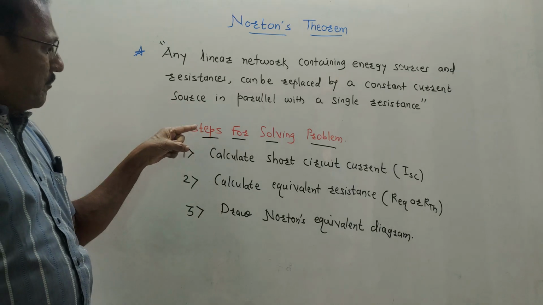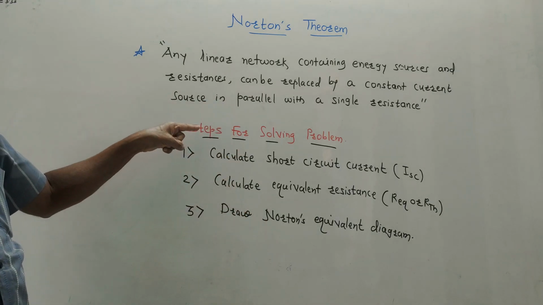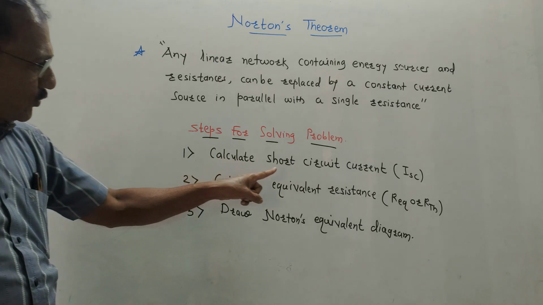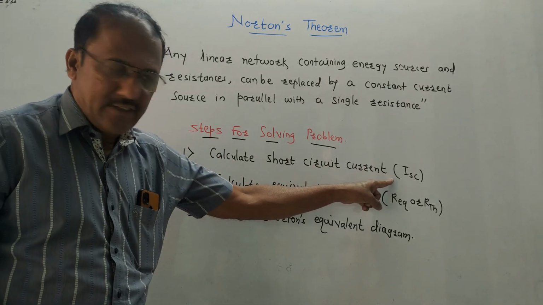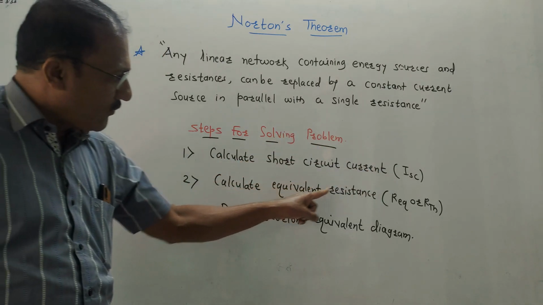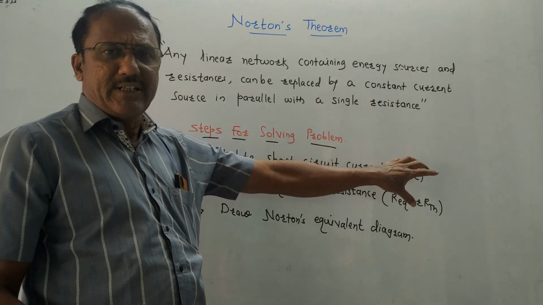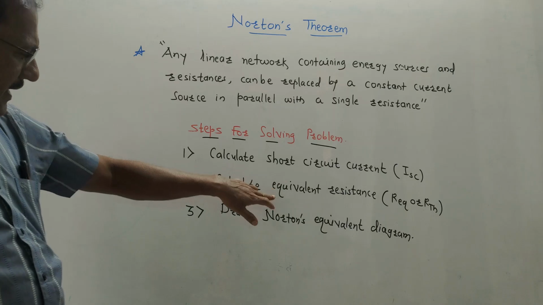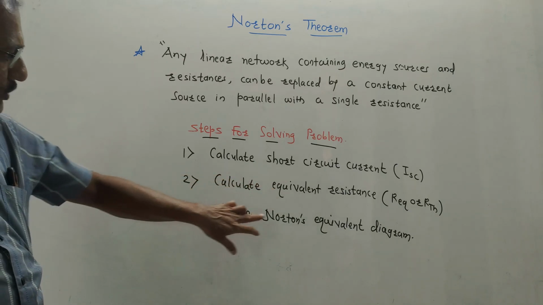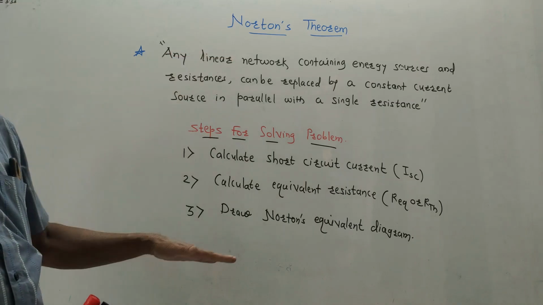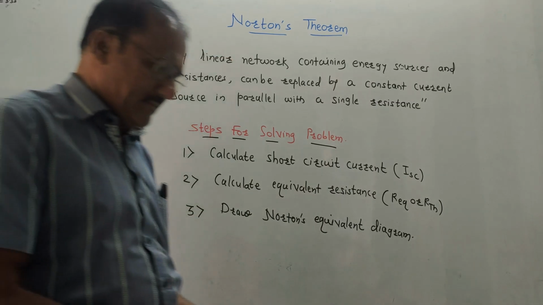Now, before solving the numerical, let me tell you the steps required for solving it. First step is calculate short circuit current. Second step, calculate equivalent resistance. This is similar to the calculation of equivalent resistance in Thevenin's theorem. I will still explain this part. And last step is draw Norton's equivalent diagram. So to get things more clear, let us solve a few numericals.